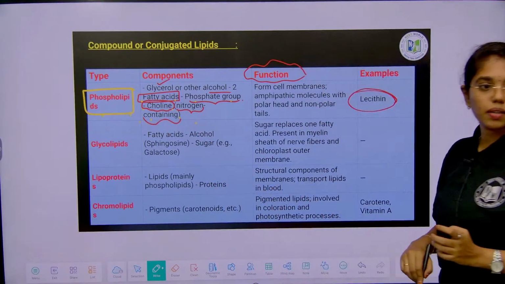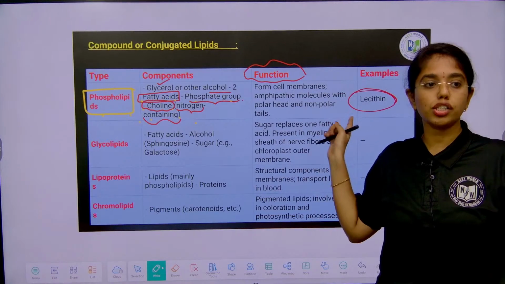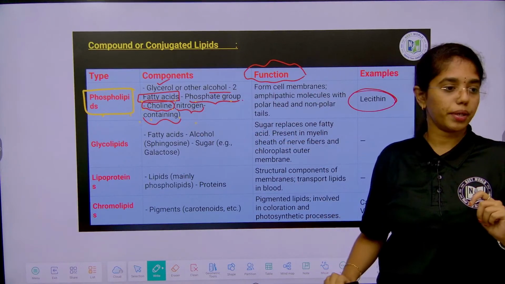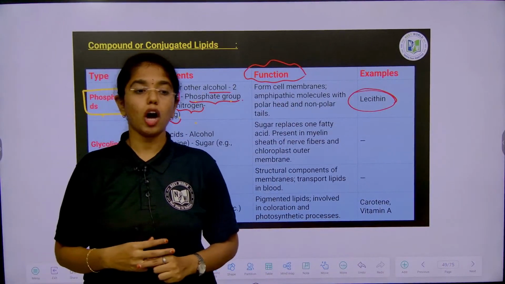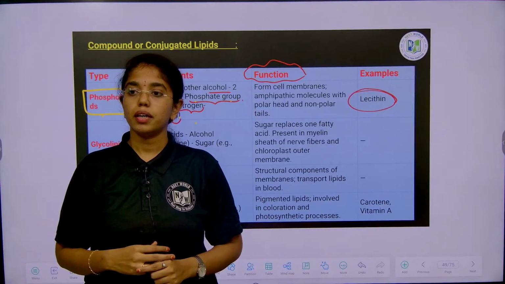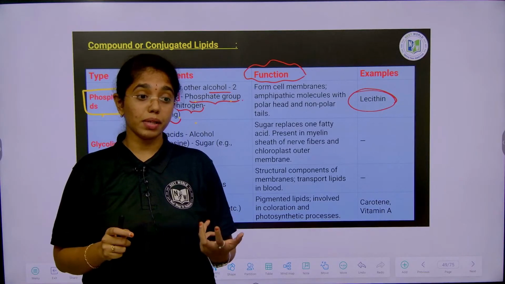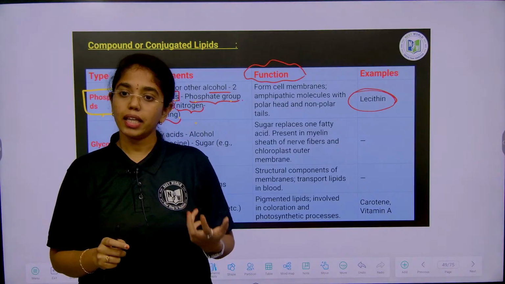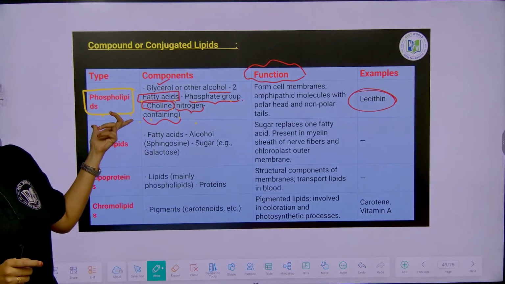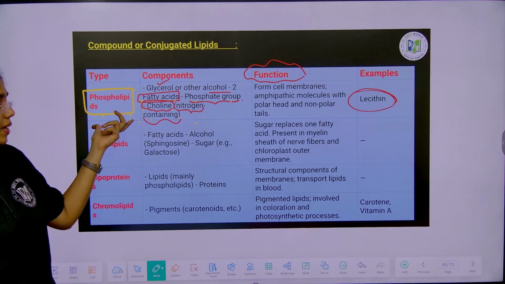Example, lecithin. Lecithin is a conjugated lipid, which is a phospholipid, right? And in our cell membrane also, we have how much percent of lipid content? Cell membrane of erythrocyte, RBC, in the fluid mosaic model, 40% of lipid, right? In that, maximum composition is phospholipids or phosphoglycerides. Okay, they are of maximum composition or type of lipid.